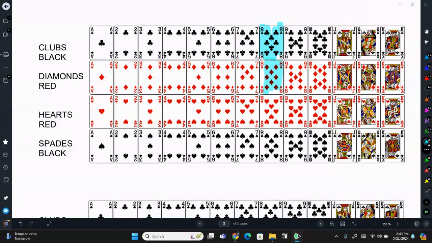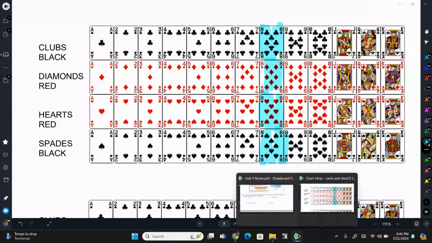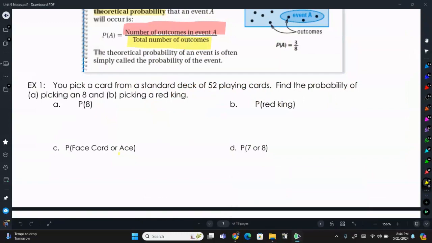We have 1, 2, 3, 4 of them. So the probability of selecting or pulling an 8 would be 4 out of 52. And we can reduce that fraction to 1 out of 13. So if you wanted to write that as a decimal or a percentage, you can. I tend to leave them as a fraction because it's easier to write it that way, and you're less likely to make a mistake.